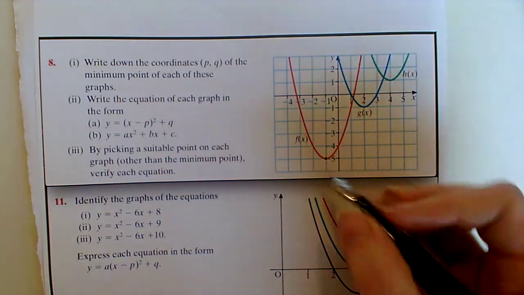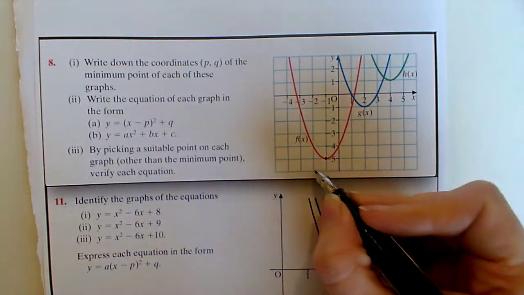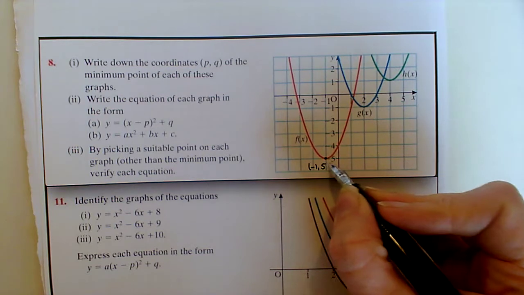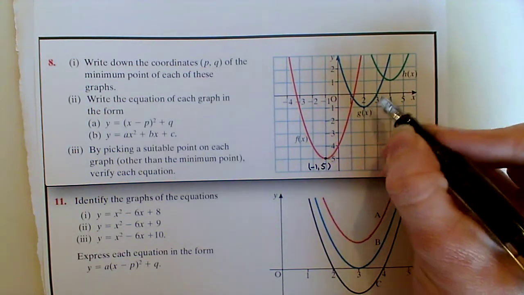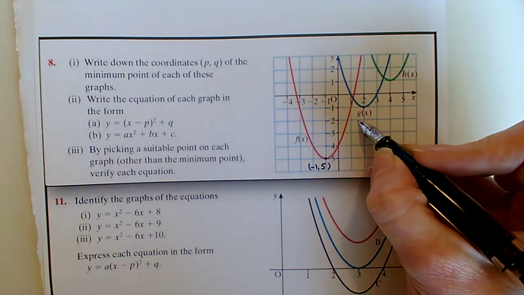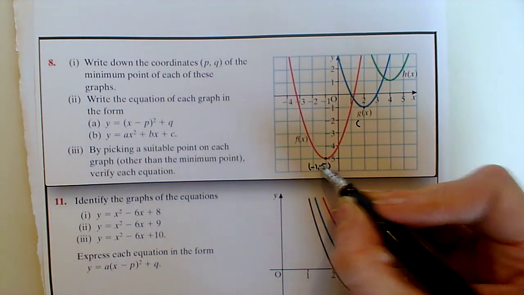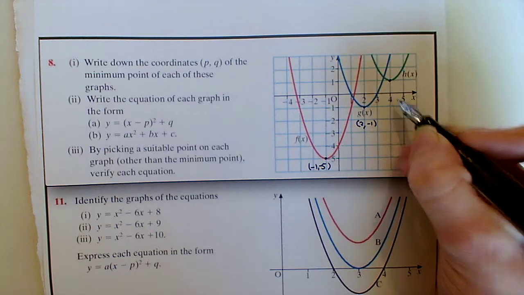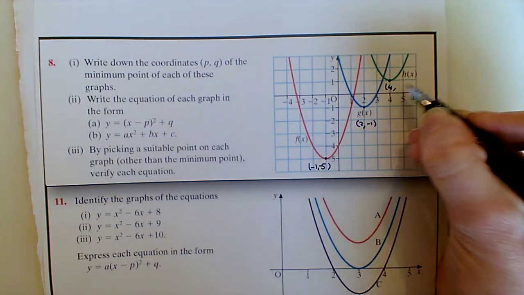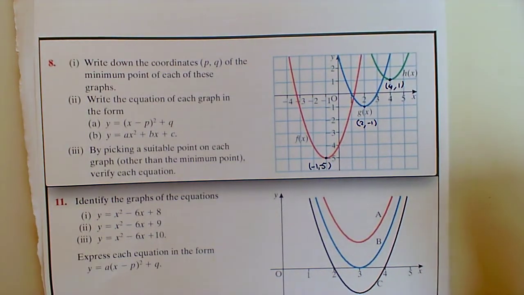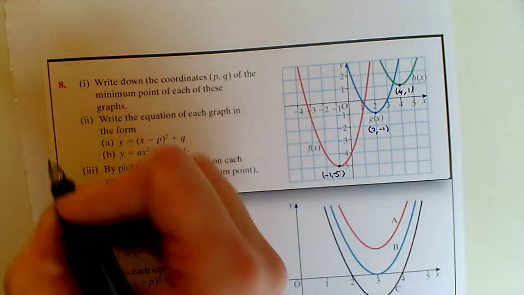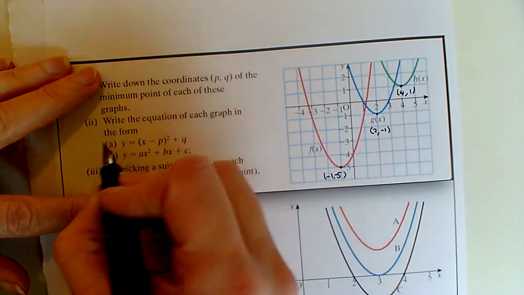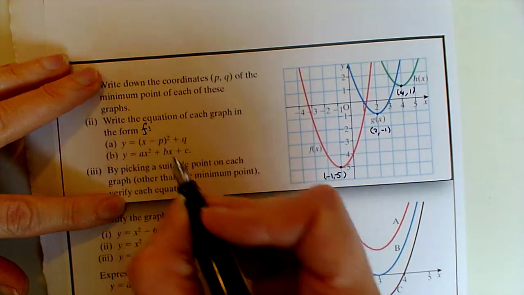So we can see on F, the minimum point is -1, -5. For G, it's 2, -1. Sorry, -1, -5. 2, -1. And for H, it is 4, 1. So I could just write my answers on the graph like that, but we really should write it down nice and clearly here.